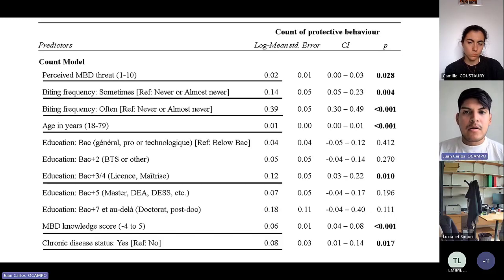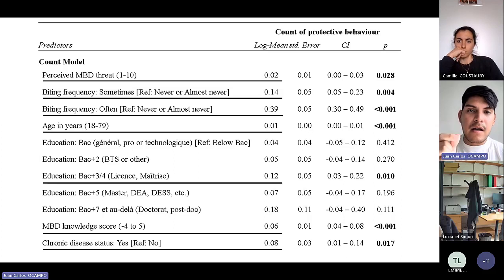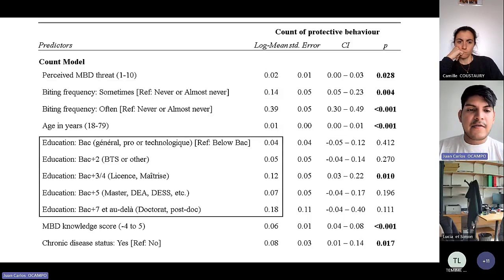So here is our first model. We're modeling count of protective behavior. Here I have just highlighted our significant predictors. The one that's a heavy hitter, I'd say, is biting frequency. Often biting frequency, sometimes that too. We have then MBD threat and MBD knowledge score, chronic disease status. And I would like to point out this very specifically. Beyond statistical significance, we can see that education is a very interesting predictor, as the successive levels also carry some increase in protective behavior, in the count of protective behavior. All of these predictors resulted in positive predictors, by the way.